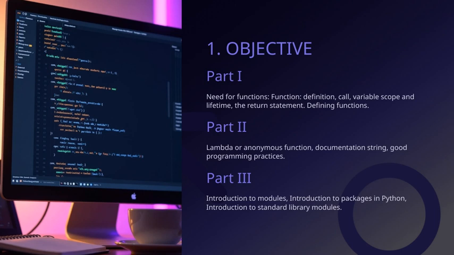Next, we'll move on to lambda functions, also known as anonymous functions. These are useful for creating small, throwaway functions without the formal structure of a full function definition. Alongside that, we'll talk about documentation strings, those comments that help us understand what a function does, and emphasize good programming practices, like writing clear, maintainable code.